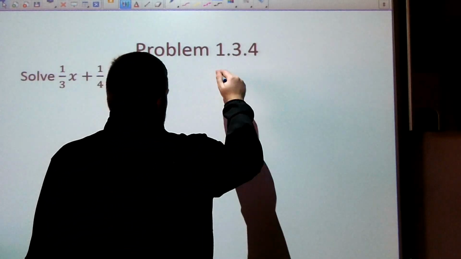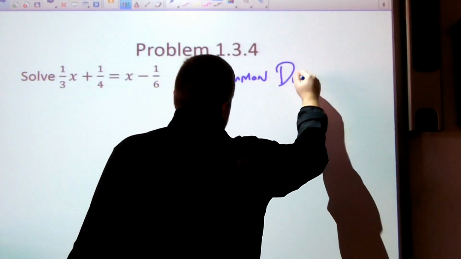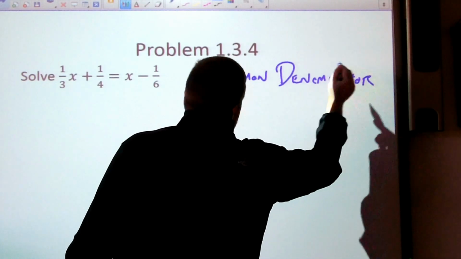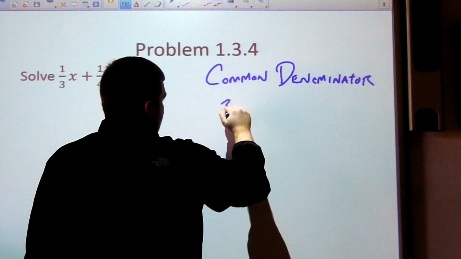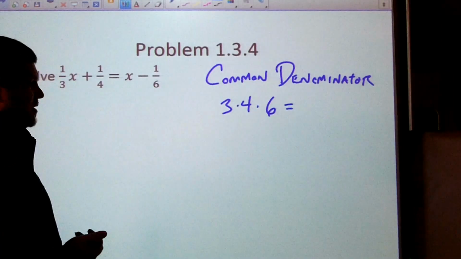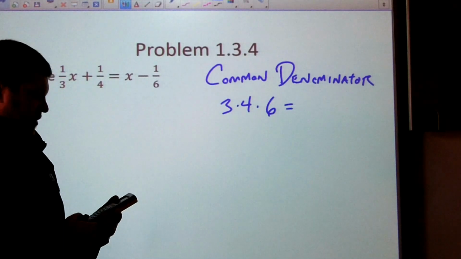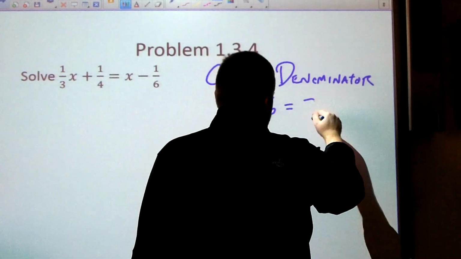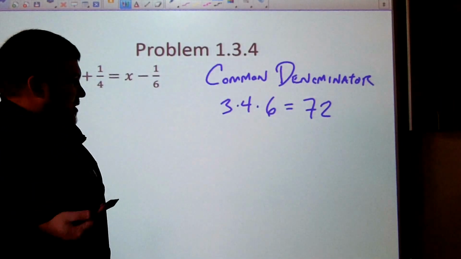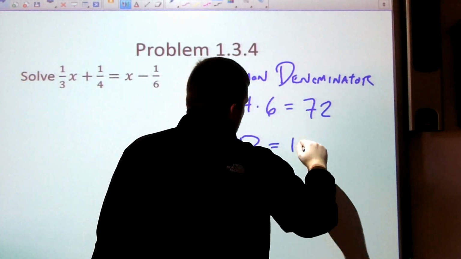So to find my common denominator, I'm going to say 3 times 4 times 6. Well, that's 12 times 6. Might need to use a calculator to get that. That's 72. Now, is that the smallest common denominator? No. In fact, you might see, hey, the lowest common denominator, or the LCD, is equal to 12.